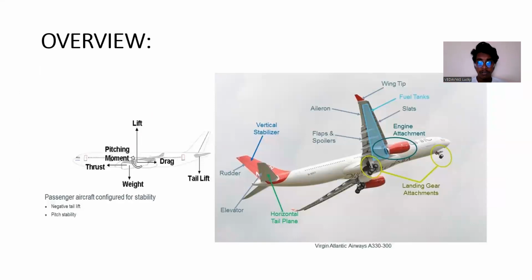Coming to the overview of the structural design of an aircraft, we have a passenger aircraft configured for stability, negative tail lift, pitch stability. Here we can see the vertical stabilizer, rudder, elevator, horizontal stabilizer, flaps, ailerons, wing tip, fuel tank, slats, engine attachment, landing gear, etc. As we can see, the fuel is in the wings.